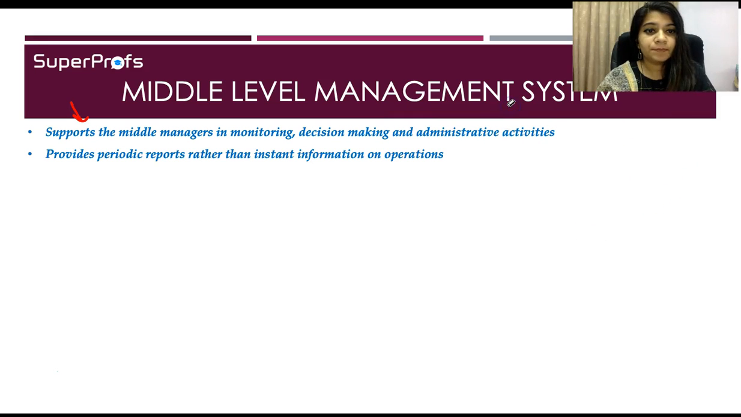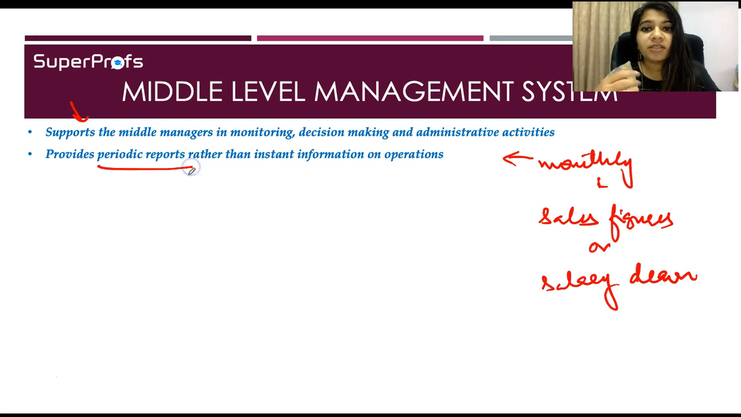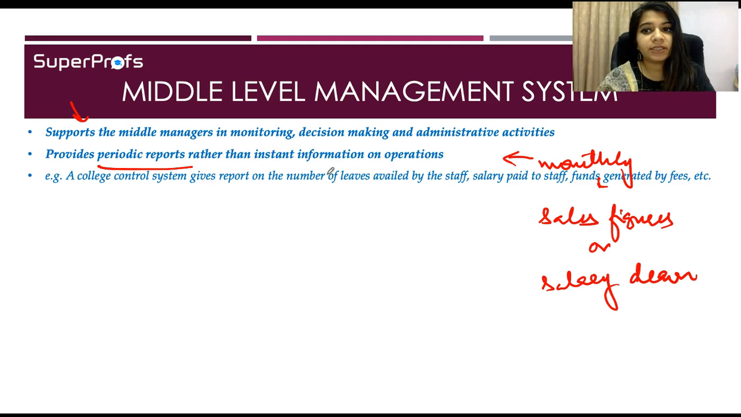The next thing is, it provides periodic reports rather than instant information on operations. So basically, a mid-level manager would require a monthly report on the sales figures or the salary drawn. This provides periodic reports rather than daily or instant information. It can be daily, weekly, or even monthly, but it's not instant information. It is something which is already fixed and decided.